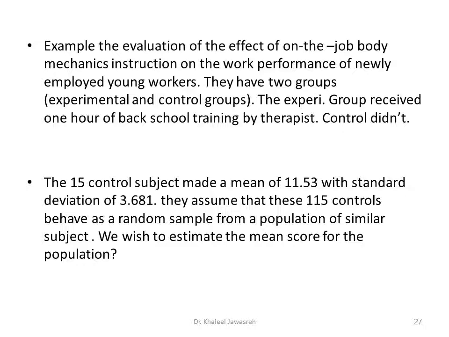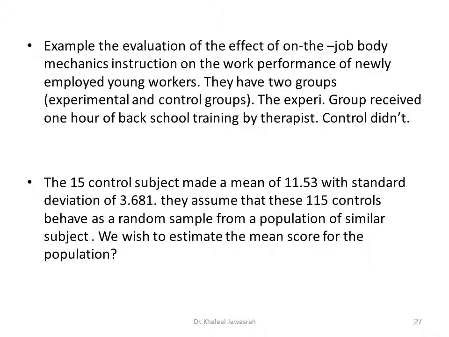So we do need to compare those two groups. One had back school training with a therapist, and the other didn't have the therapist or the training. So we do need to compare them with each other. The 15 control subjects had a mean of 11.53. The number of observations is 15 in the control group that didn't receive any training by the therapist. The mean, the average for them, is 11.53 with a standard deviation of 3.681.